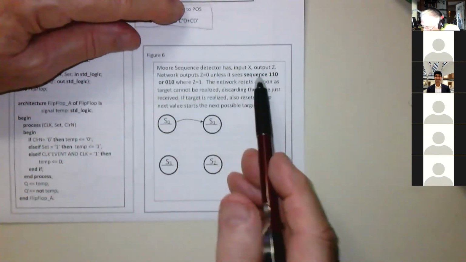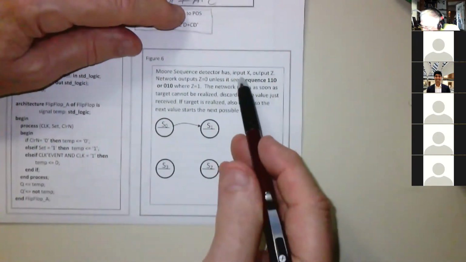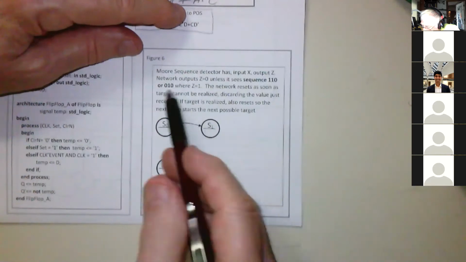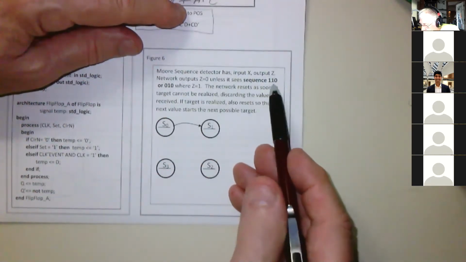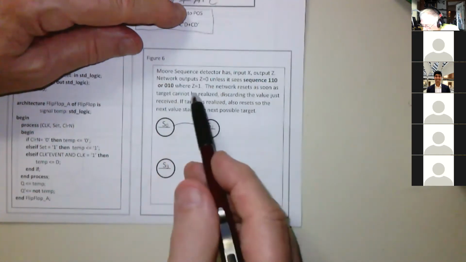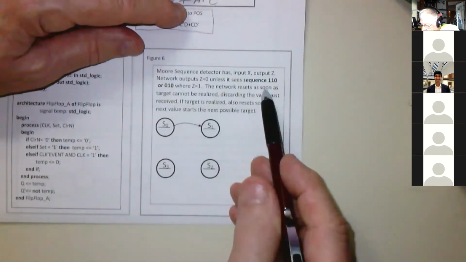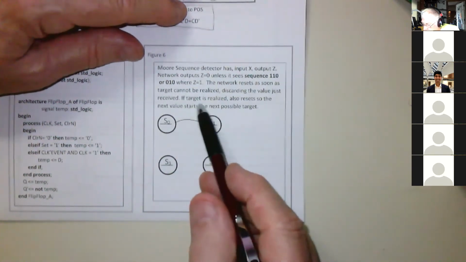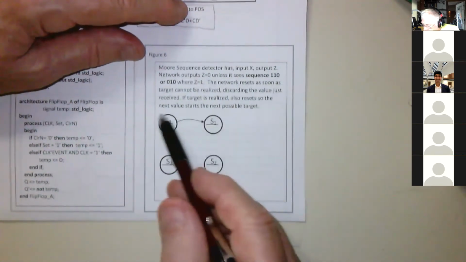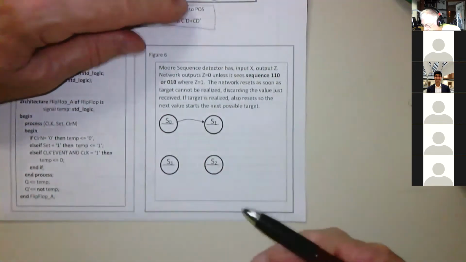a sequence detector where we have an input X and an output Z, and the network outputs Z equals zero unless it sees the sequence 110 or 010, where Z equals one. And the network resets as soon as the target can't be realized, discarding the value just received. If the target's realized, it also resets, so the next value starts the next possible target.